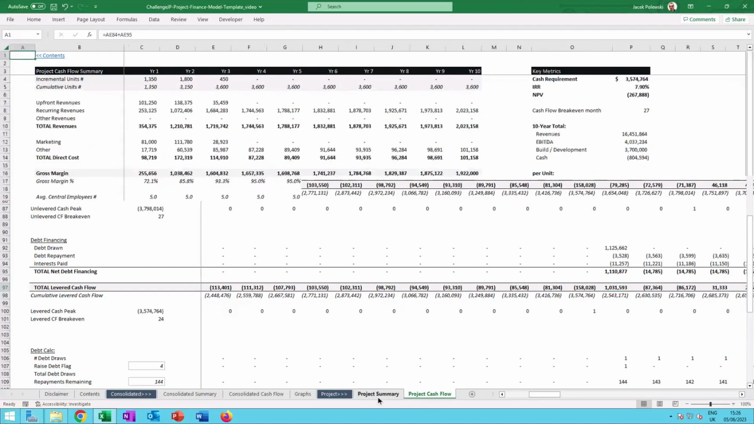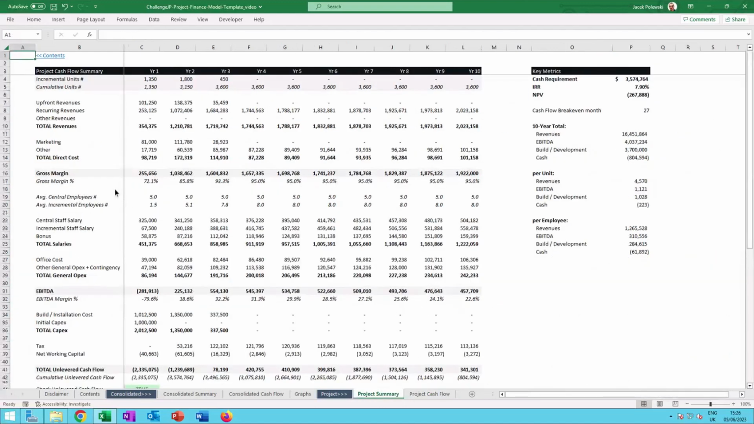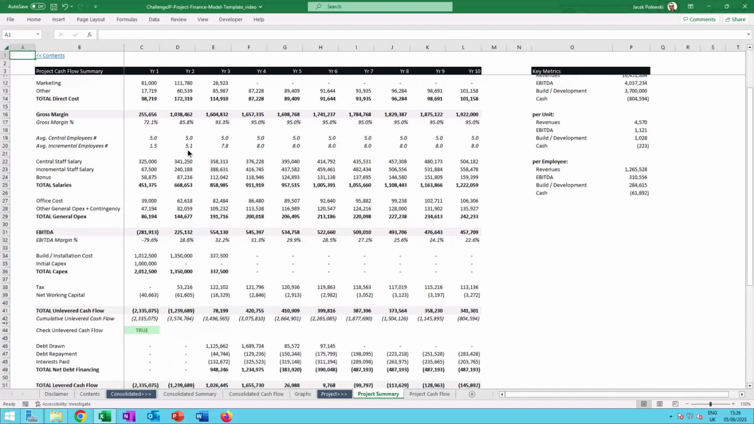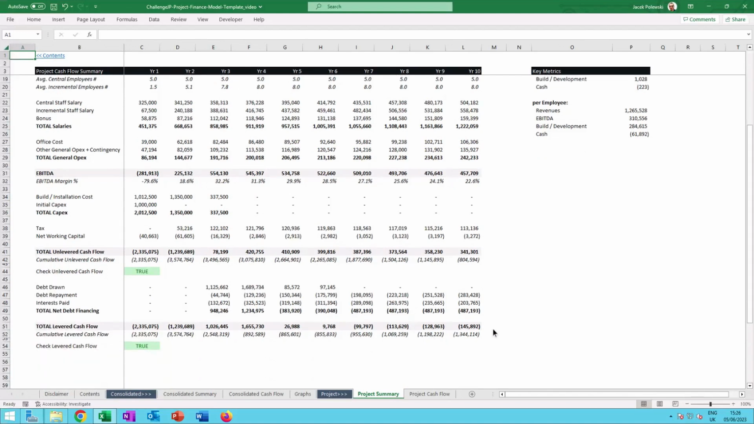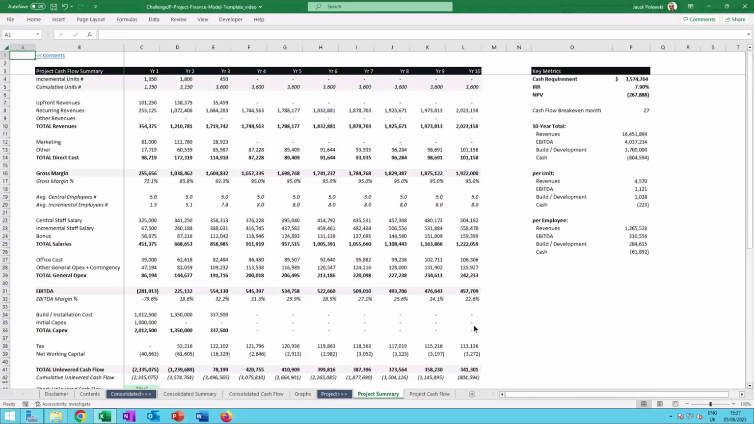Okay, and now going back to my project summary, you can see that all I did here is summarize those figures. So I'm using exactly the same structure, similar labels to summarize the debt, and you see that I should get to exactly the same cumulative yearly unlevered cash flow figures and levered cash flow figures as in my monthly view.